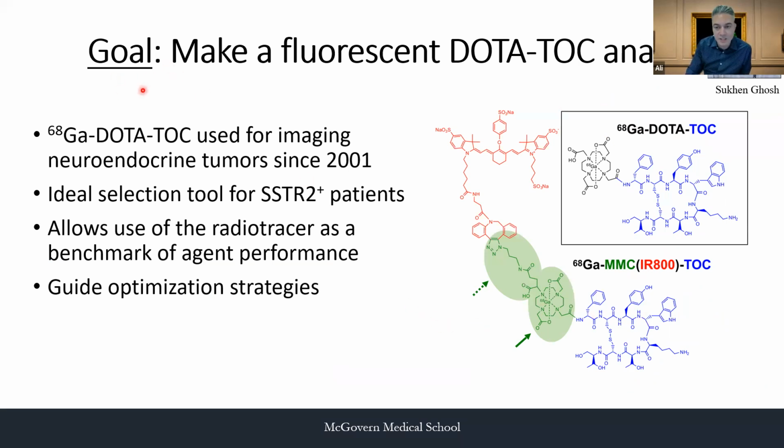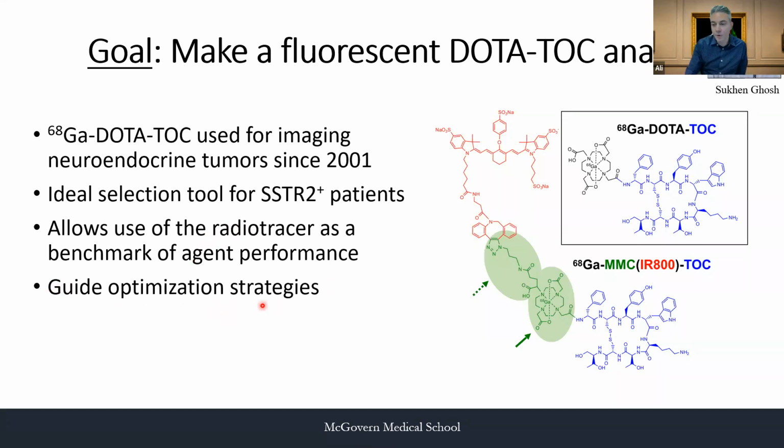When we're going to target these lesions, there's a lot of different approaches we could take and others have taken in the field, but we decided if it ain't broke, don't fix it. So our strategy was to make a fluorescent analog of DOTA-TOC, building on the things that I talked about here: it's established use, it's a selection tool for patients that enter the clinic with SSTR2 positive disease. We also thought it would be kind of cool that if we use this as the parent molecule, we'd have a built-in benchmark that we could use to compare the performance of our agent to. And also from the lessons we learned there, we could guide our optimization.